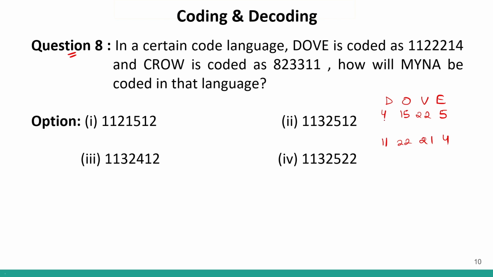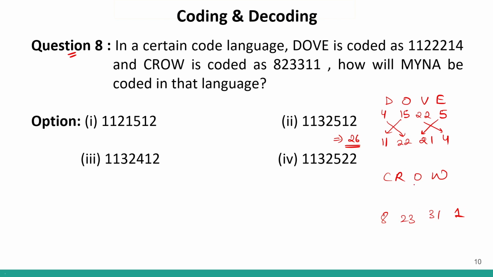If I look over here, if I see these two and these two, they basically form the sum of 26. Correct? They basically form the sum of 26. So basically I have reduced 26 to get this. Correct? So for crow also let us check. Crow is coded as 8, 23, 31 and 1. Correct? 8, 23, 31 and 1.